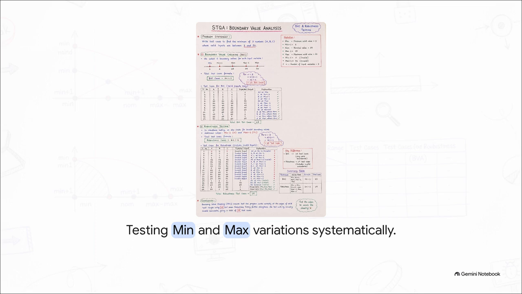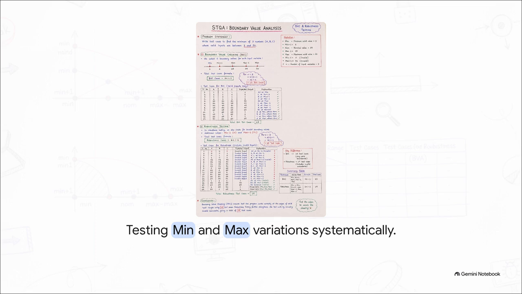Let's look at test case 1. A, B, and C are all at minimum, so 1, 1, 1. The expected minimum output is naturally 1. Now check out test case 2. We keep A and B at min, which is 1, but we push C to min plus 1, making it 2. The output is still 1, right? Because 1 is still the minimum. We systematically shift this logic. By case 4, we test A at min plus 1, which is 2, while B and C stay at 1.